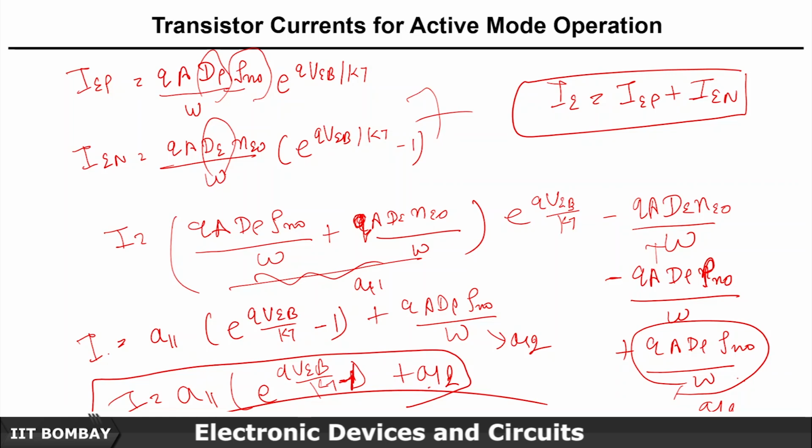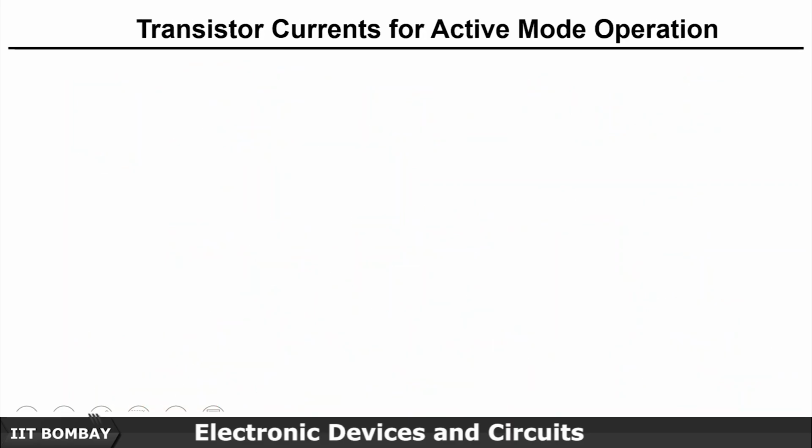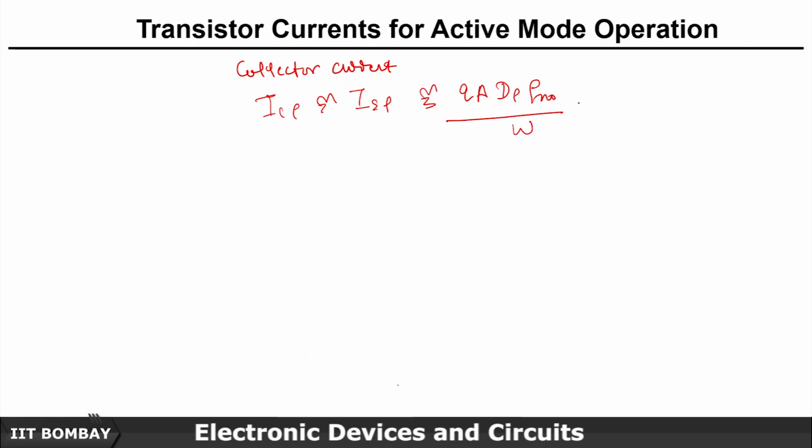Okay. So of course biasing is important, forward bias, reverse bias. Now similarly we will do it for the collector current, how it goes. The collector current IC, we just calculated ICP, assuming this is equal to IEP without any loss in the base. So which is equal to QADPPN0 divided by W, e raised to power VEB divided by KT. And ICN we just calculated already. ICN comes out to be AQDCNC0LC.